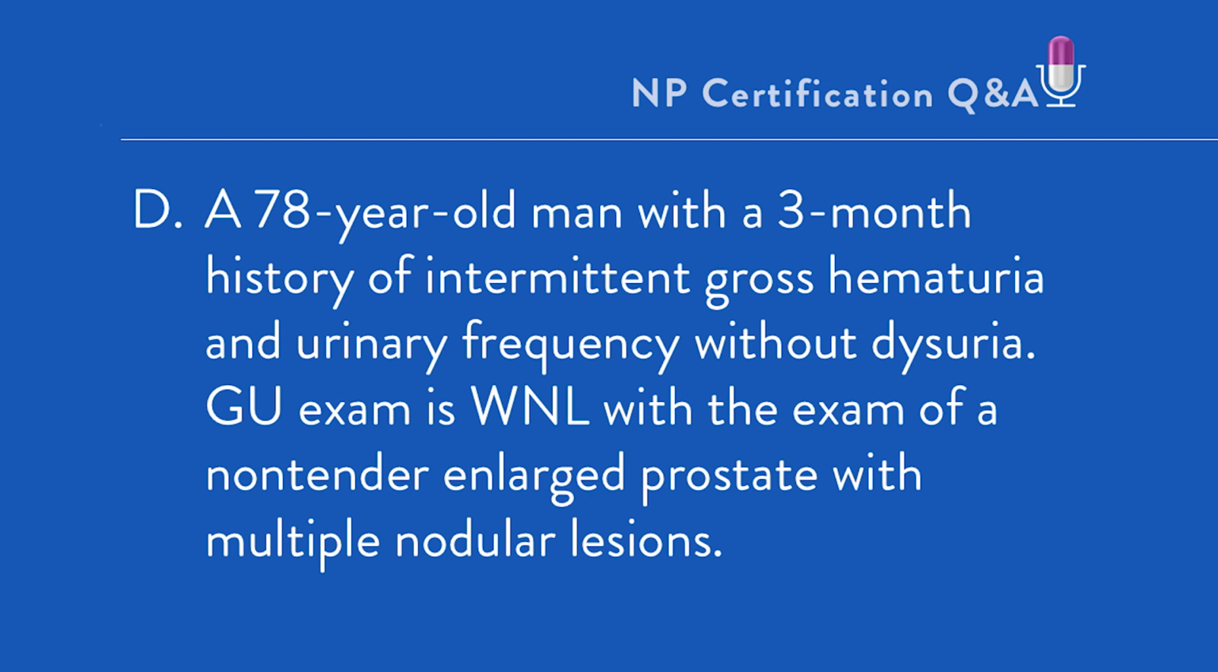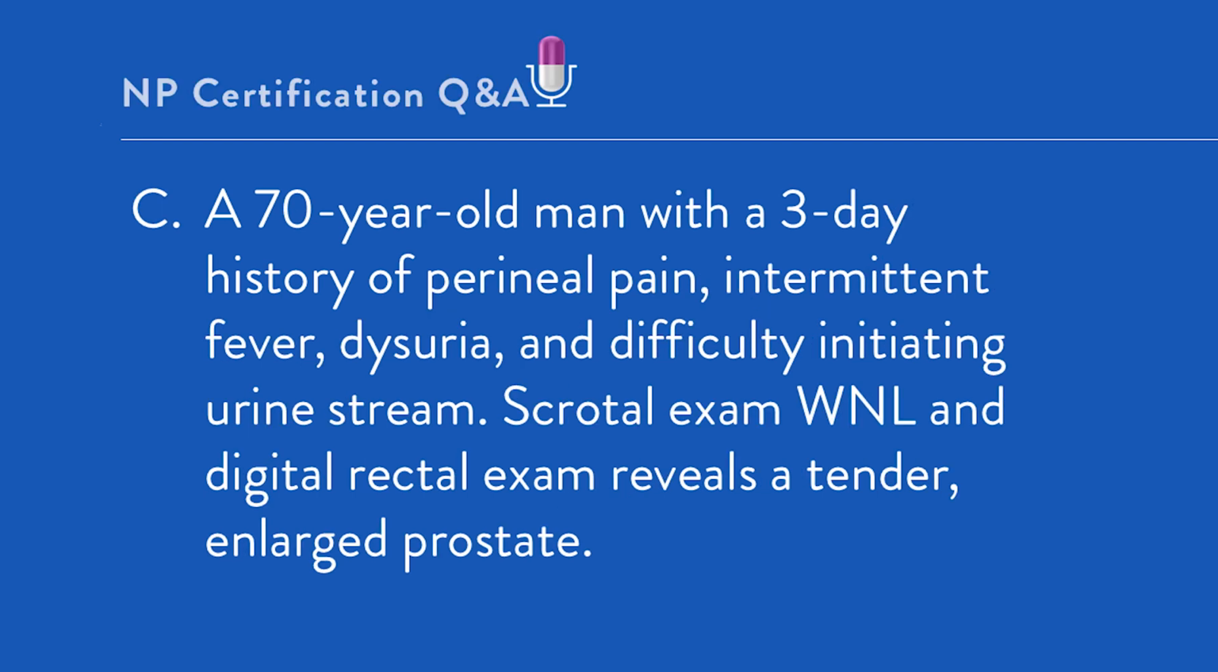D, a 78-year-old man with a 3-month history of intermittent gross hematuria and urinary frequency without dysuria. GU exam is within normal limits with the exception of a nontender enlarged prostate with multiple nodular lesions. The correct answer is C, a 70-year-old man with a 3-day history of perineal pain, intermittent fever, dysuria, and difficulty initiating urine stream. Scrotal exam within normal limits and digital rectal exam reveals a tender enlarged prostate.